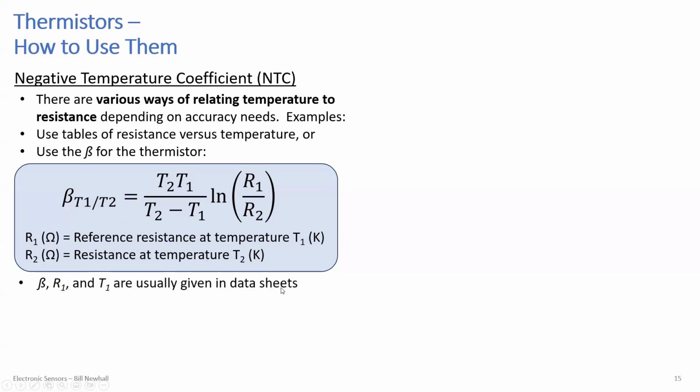And these values are given in datasheets. So beta, R1, and T1 are given in the datasheet. R2 is something you'd measure. T2 is something you'd calculate to figure out what the temperature is.